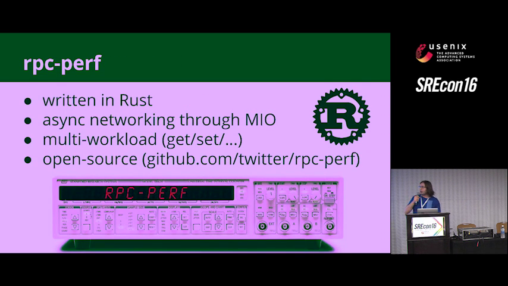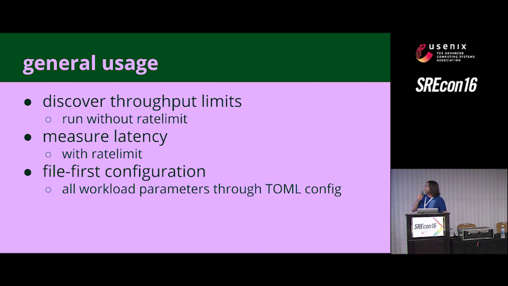It's written in Rust. I'm using async networking through the Mio library. It does multi-workload support, so you can do mixes of gets and sets. And it's open source on Twitter's GitHub. So general usage, you can use it to discover your throughput limits by running without a rate limit. You can use it to measure latency. So you would set a rate limit and see how the server responds at that rate.